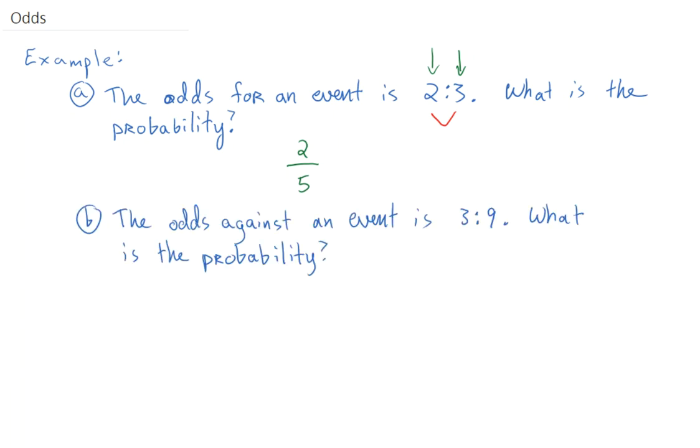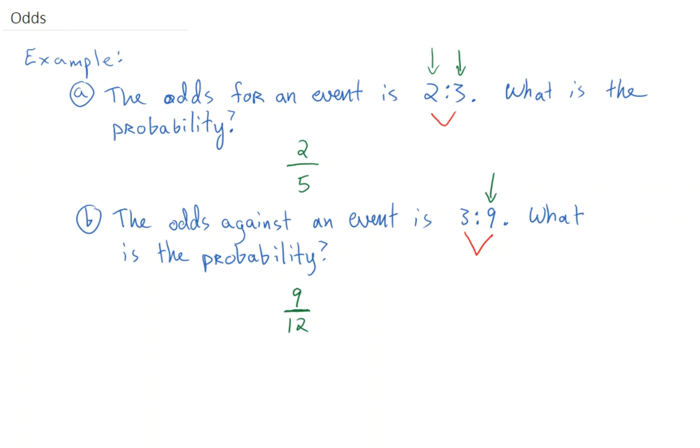All right, now let's say that the odds against an event is 3 to 9. What is the probability? So now this is against. So what this means is when we're building our probability fraction and we're looking for our top number, it is what we want. Well, what we want in odds against is the second number. So here our numerator for our fraction will be 9 because that's what we want since this is odds against. And then our denominator will be the sum of these two, which in this case is 12.